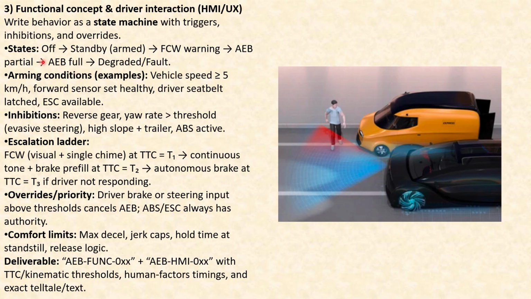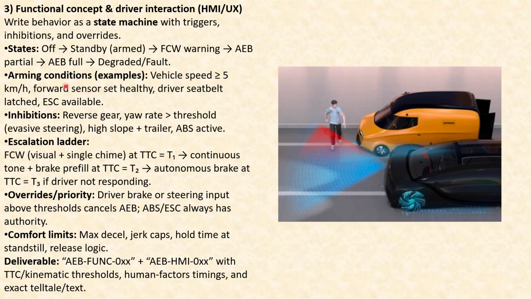So first of all it is in the off state, then it is in the activated state or armed state, then it gives forward collision warning. First warning comes into picture, and then partial AEB comes into picture, and next full AEB comes into picture and degraded fault. All right, so this is the chronological order of the states through which the entire system goes.